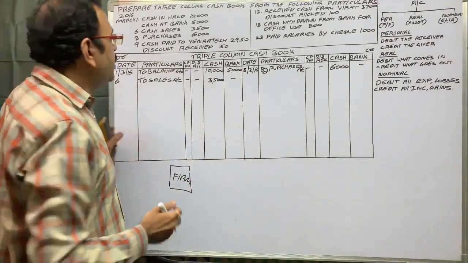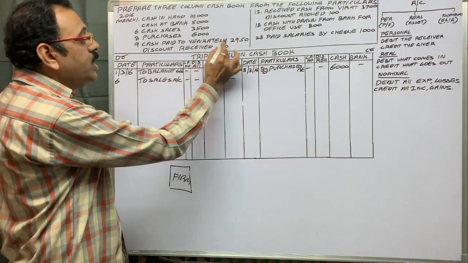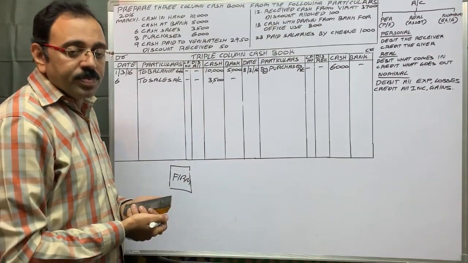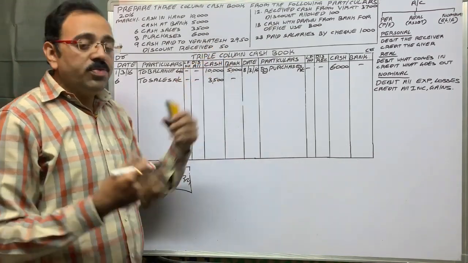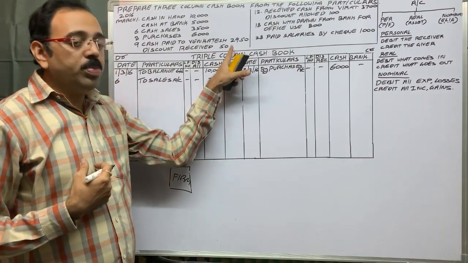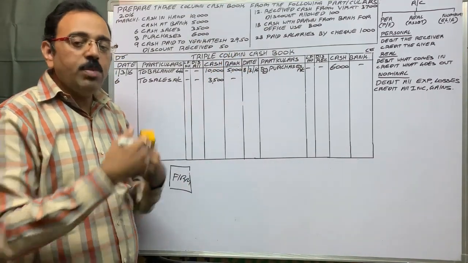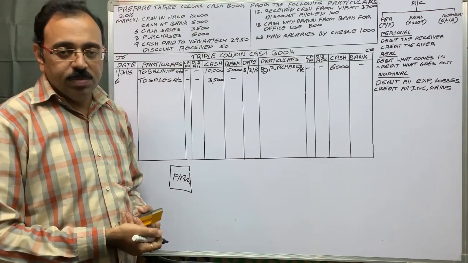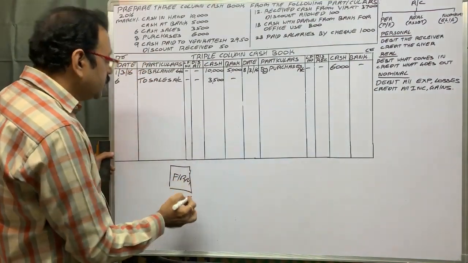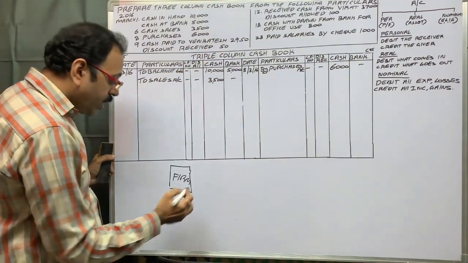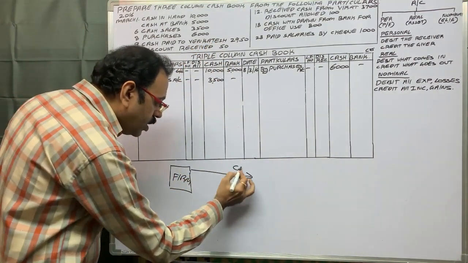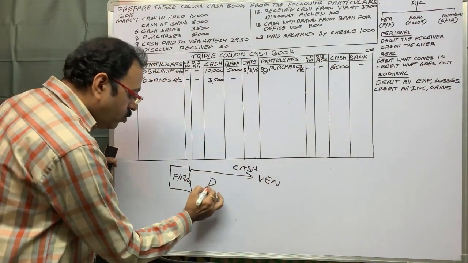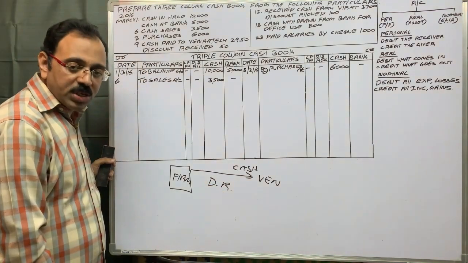Then, next transaction is cash paid to Venkatesh 2,950, discount received 50 rupees. So, what is the meaning of this? The firm has to pay 3,000 rupees to Venkatesh. Since we are paying the amount on time, Venkatesh is giving 50 rupees discount to us. So, what happened in this transaction? Observe. We are paying cash to Venkatesh. From the firm, cash is going to Venkatesh. And discount received is also given in the question.